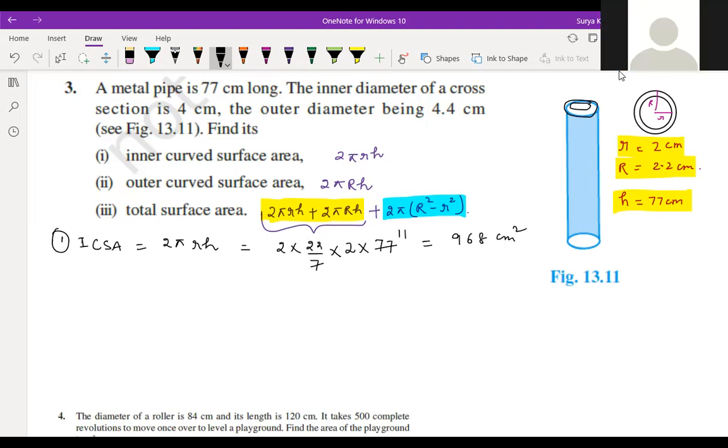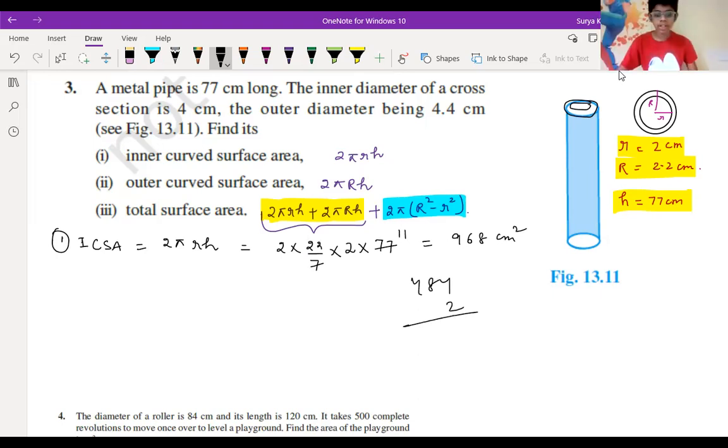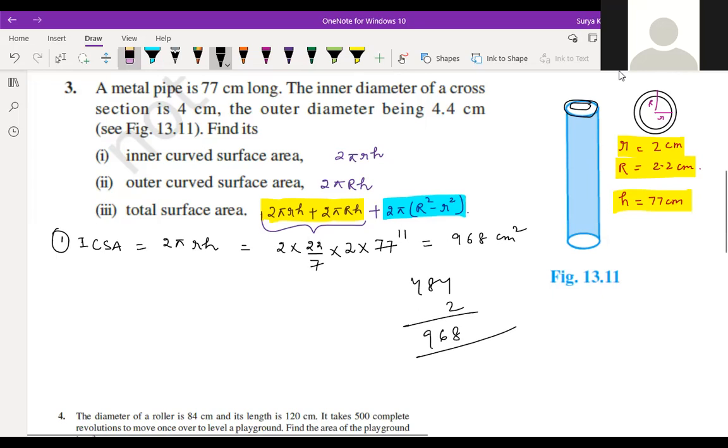I don't know the multiplication. You can check it out, children. 11 into 2 is 22. 22 into 22 is 484. 484 into 2. Sir, I got the same, sir. 968. Correct. Yes, fine. Sir, it's 968 only. Yeah, it's correct, children.